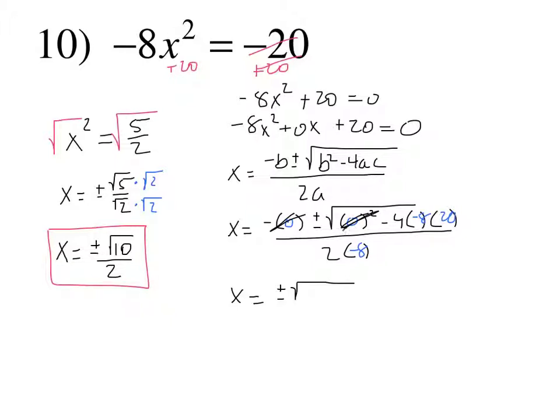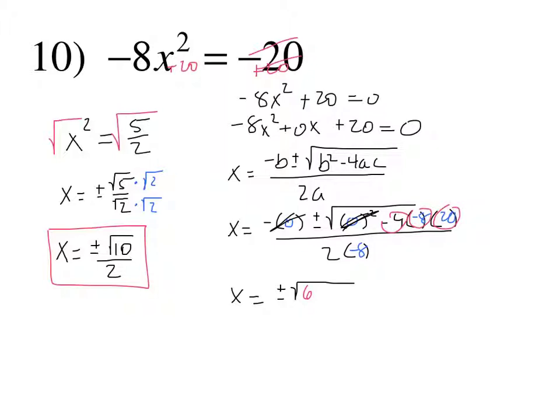Well, 0 squared is just 0. And so we now have a negative 4 times negative 8 times positive 20. So let's see here. Negative 8 times 20 is a negative 80. Negative 80 times negative 8. Well, what's 8 times 8? 64. So we have a positive 640. Oops. So we have a positive 640 over negative 16. All right, well, we got to reduce this stuff down.